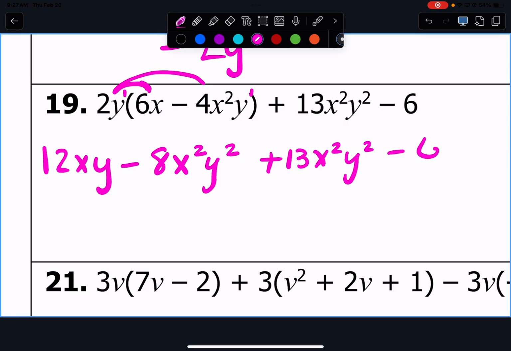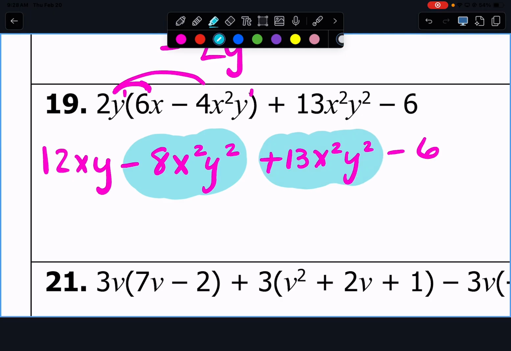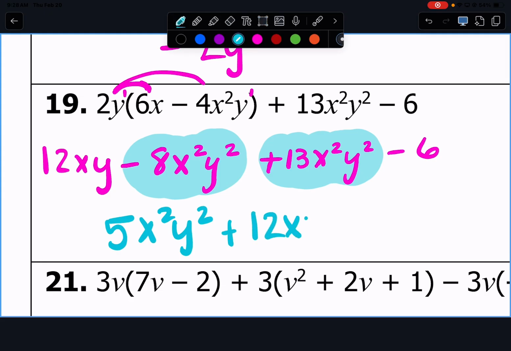This is difficult. All right, so in alphabetical order, x goes before y. Which term has the biggest x exponent? 13x squared y squared and negative 8x squared y squared. Those two, right? Those are like terms. If I say negative 8 plus 13, what do you get? 5. So we get 5x squared y squared. Then what term would go next? 12xy. So we do plus 12xy minus 6. That is our answer.